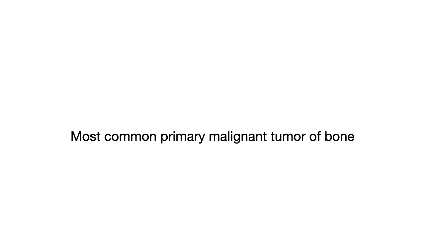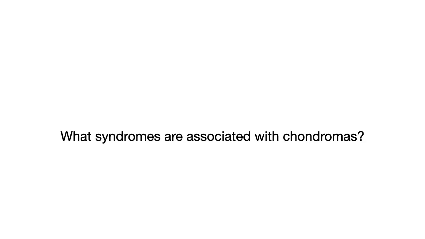What is the most common primary malignant tumor of the bone? Osteosarcoma, usually arising from the metaphysis. Most common site of osteosarcomas would be the distal femur and the proximal tibia. What syndromes are associated with chondromas? Ollier disease and Maffucci syndrome.